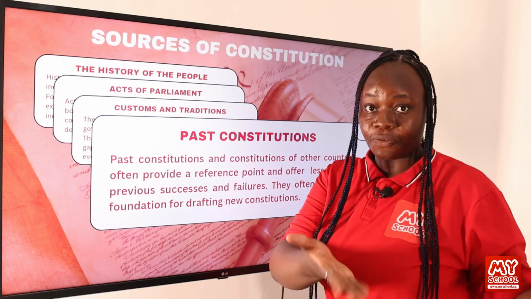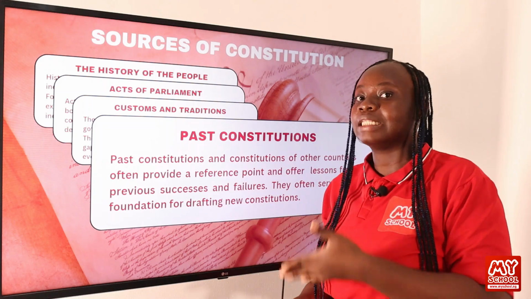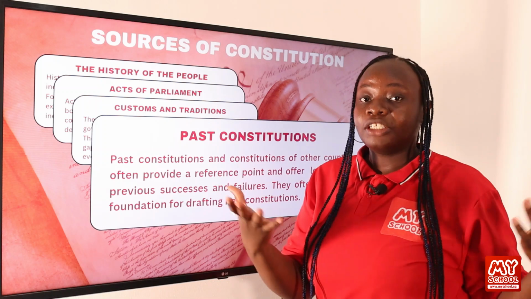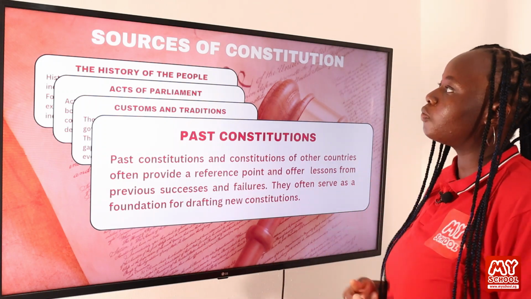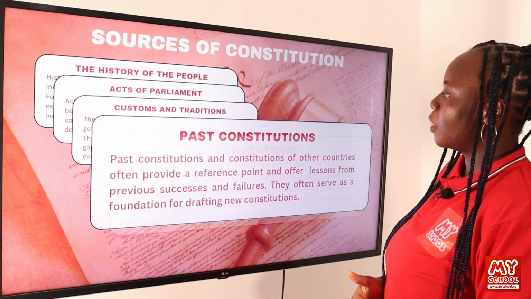The local government reform, for example, is present in the 1999 constitution because it has been considered a success for the drafters of this constitution. So now let's move on to another source of constitution.